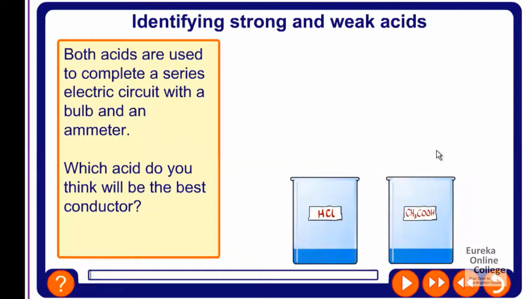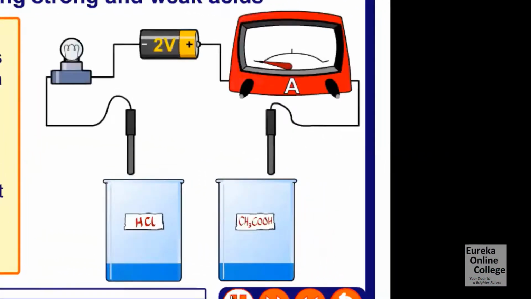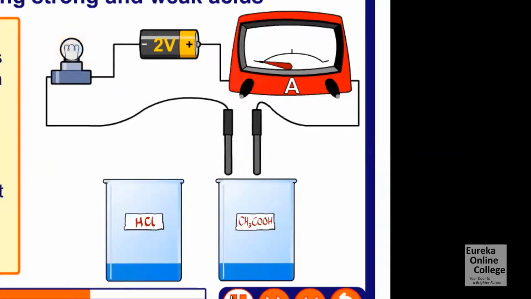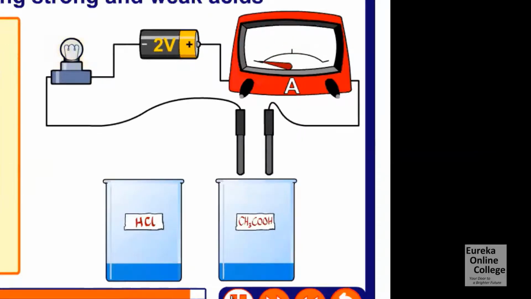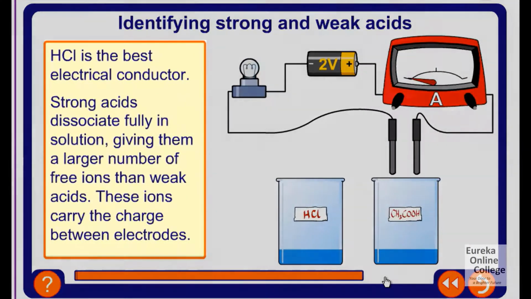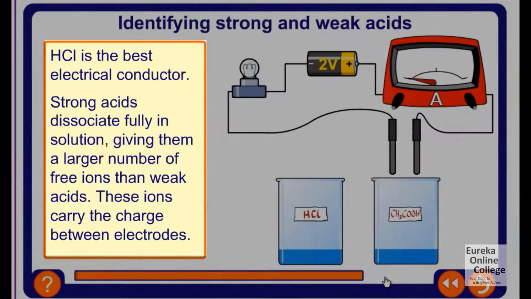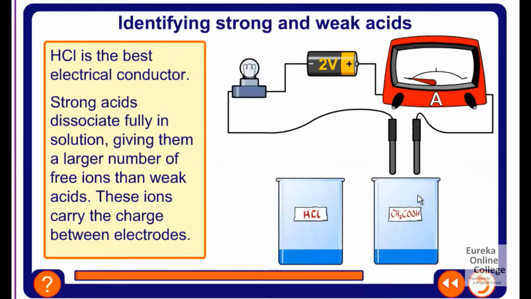So electricity. Let's test both of these by connecting them to an electric circuit and see what happens. Hydrochloric acid is the best conductor, and it's all about the full dissociation or ionisation of the H and the Cl into the two ions. So you've got lots of positive ions and lots of negative ions, and those ions are what is carrying the charge between the electrodes. If you put it in ethanoic acid, it's only very weakly dissociated, so you're going to get much less of a current reading.